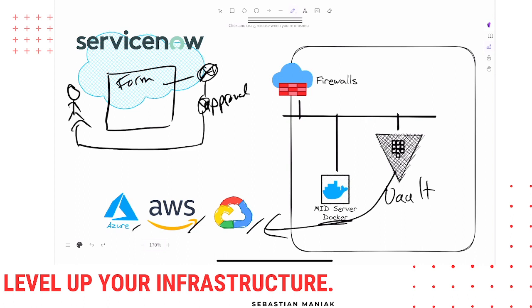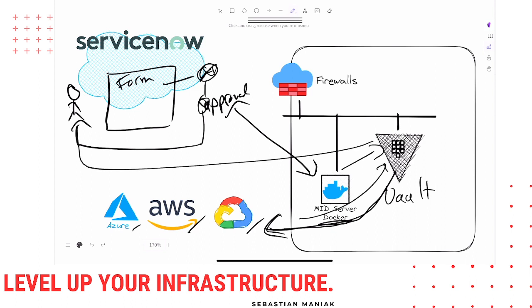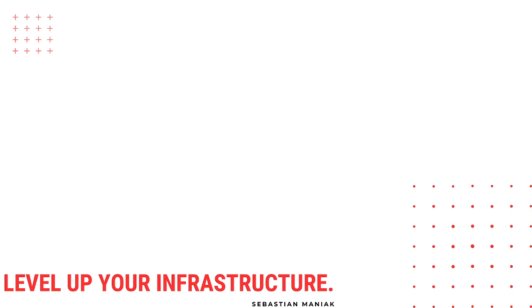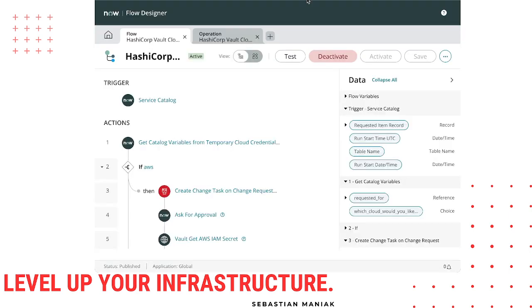is going to get those credentials, because once that's approved, it's going to communicate to the MID Server. The MID Server is going to make a call to Vault, and Vault's going to get the credentials back and then send the data back to, well, in this case, ServiceNow. And ServiceNow is going to send it back to the user itself. So let's see how this would look in action.